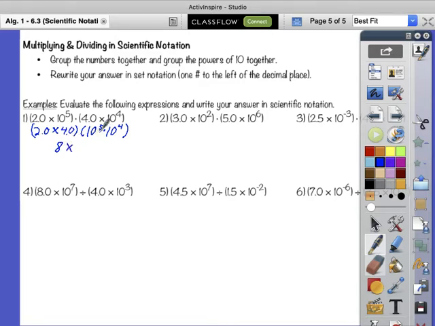10 times 10 to the 5th and 10 to the 4th, do those have the same base? Yeah. So what can we do with the exponents? Like Kari said a moment ago, add them. So we have 8 times 10 to the 9th.